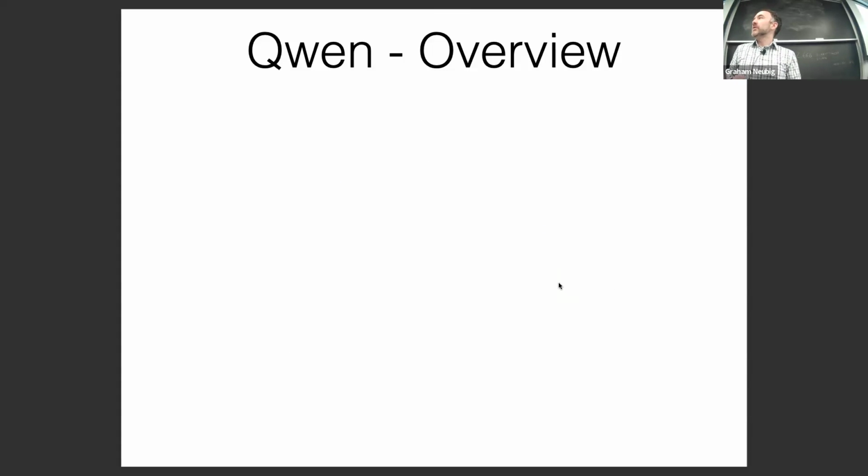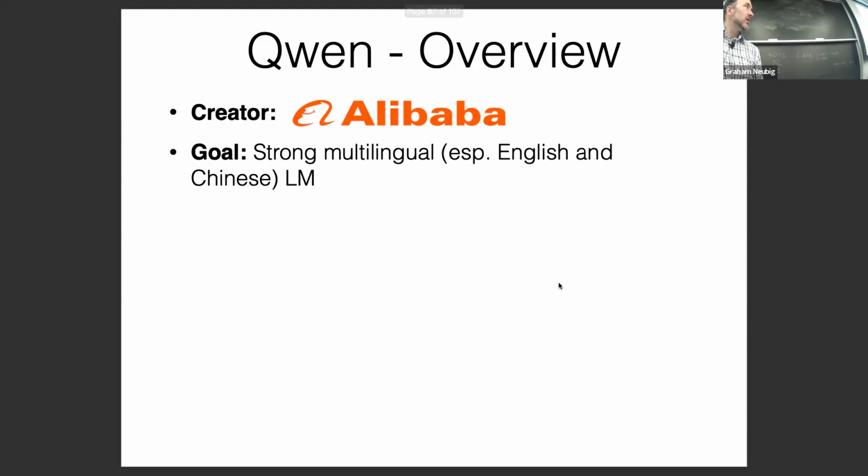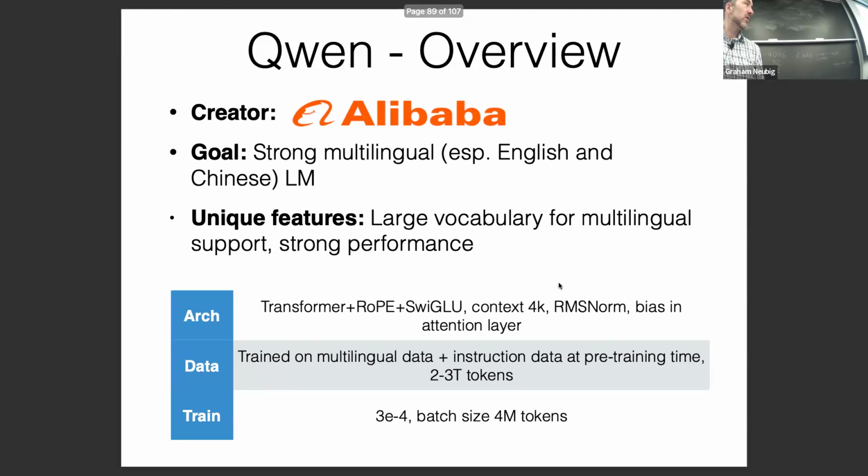Cool. So the next one I'd like to talk about is Qwen. This is one that in the US, at least, people maybe pay a little bit less attention to. But it was created by Alibaba, and it's a strong multilingual model, especially English and Chinese, but even in other languages as well. One of its defining characteristics, other than just being a strong model overall, is that it has a large vocabulary for multilingual support and strong performance.